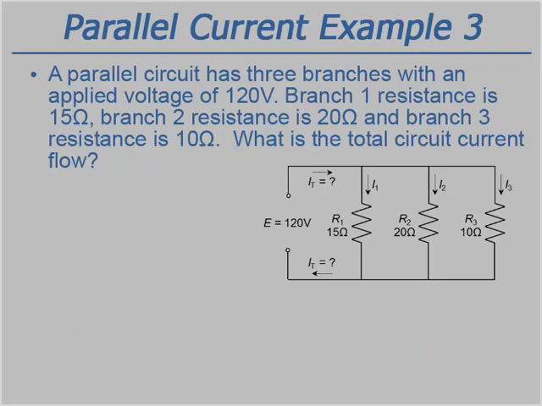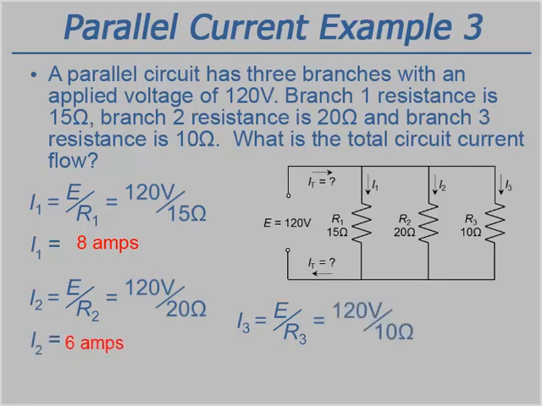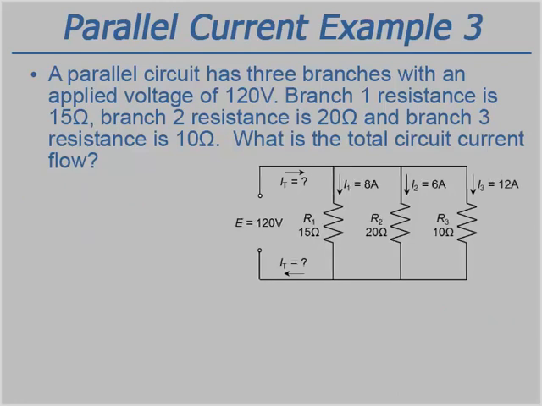Since only the applied circuit voltage and the resistance values for each branch of the parallel circuit are given, first, solve for the unknown parallel branch current flows using Ohm's law. Now that we know the parallel branch current flows, add these current flows to determine the total circuit current flow.